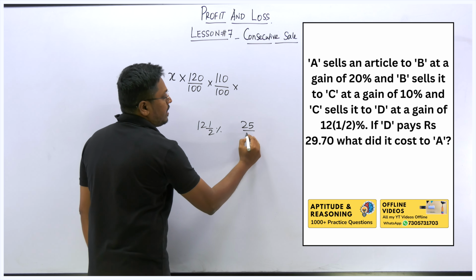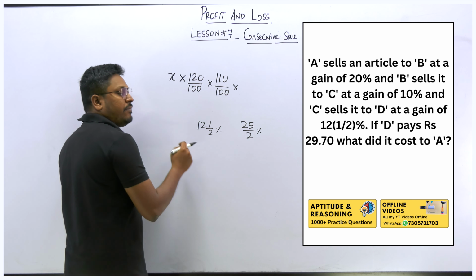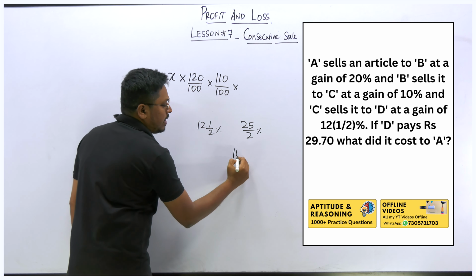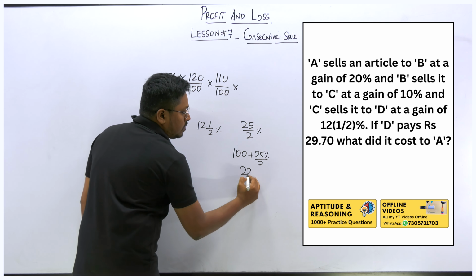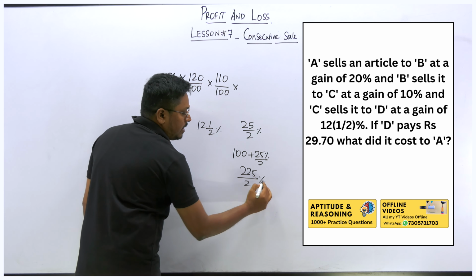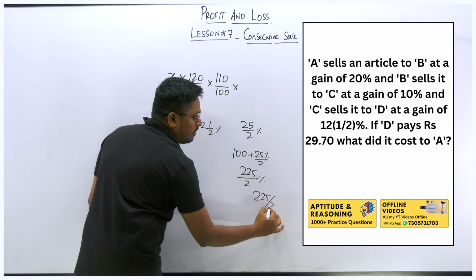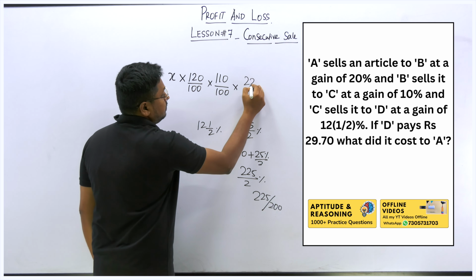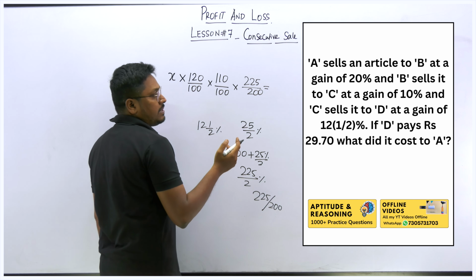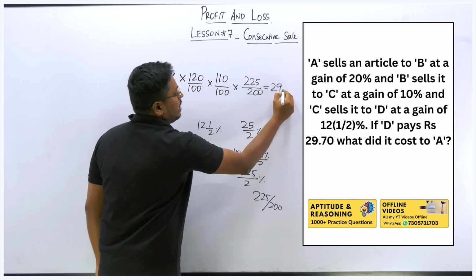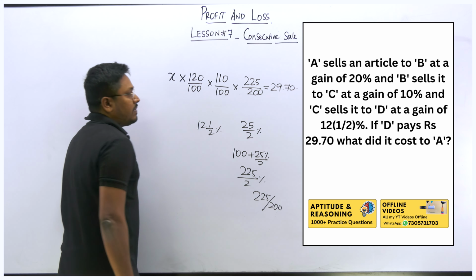So 25/2%. Usually if it is a gain, we add it to the 100. So 100 plus 25 by 2, so this will be 225 by 2 percent. So 225 divided by 200. Finally, the person D got the article for 29.70. So friends, understood or not?